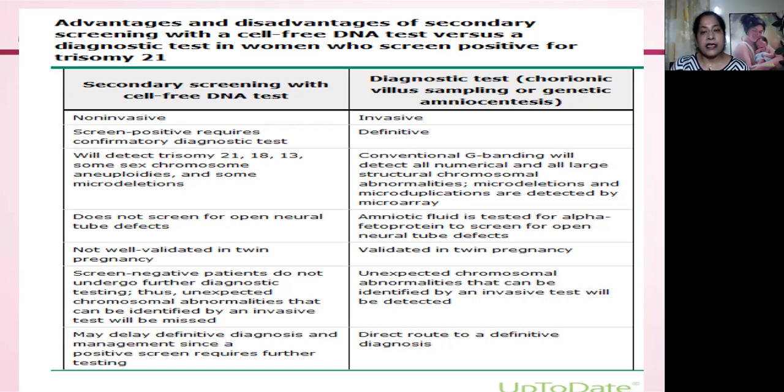However, the diagnostic test is invasive, but it is definitive. Conventional G banding will detect all numerical and all large structural chromosomal abnormalities. Microdeletions and microduplications are detected by microarray. Amniotic fluid is tested for alpha fetoprotein to screen for open neural tube defects. These tests are validated in twin pregnancy. Unexpected chromosomal abnormalities that can be identified by an invasive test will be detected. The direct route to a definitive diagnosis.